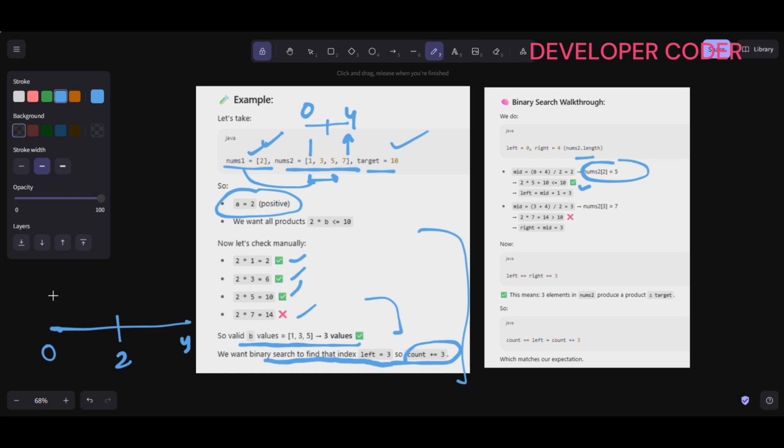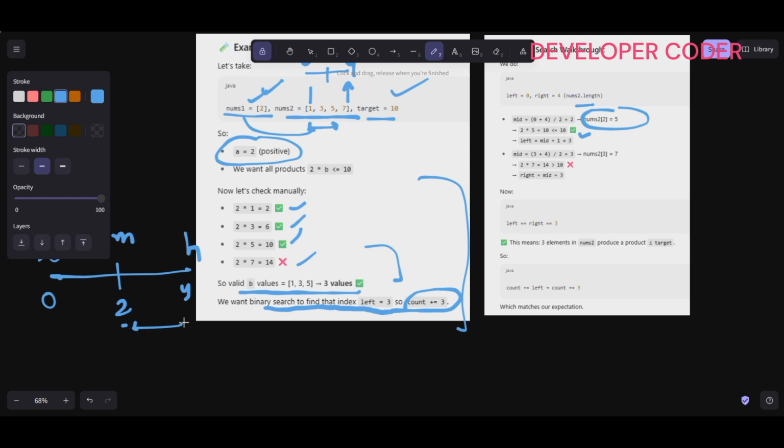Here this is low, this is high, and this is mid. At the mid index the answer is possible. Maybe there are more pairs whose answers are also possible, so I'm going to check in this range. I'm going to update my low as mid plus 1, so my low becomes 3 now, and high remains 4. Then nums2 of 3 gives 7. At index 3 we have 7, so 2 into 7 means the answer is not possible. In this range the answer is not possible.